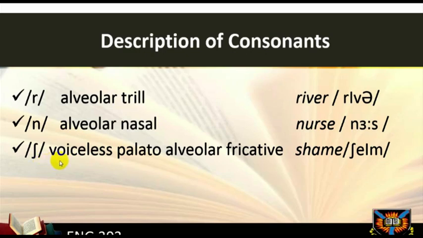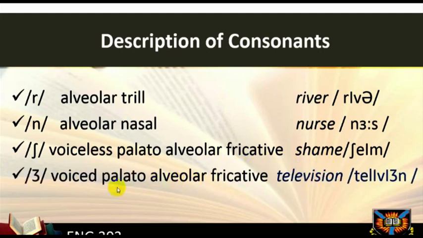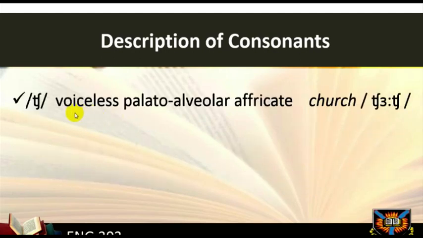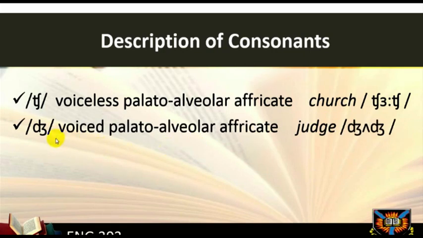Sh: voiceless palato-alveolar fricative, shame. Zh: voiced palato-alveolar fricative, television. Ch: voiceless palato-alveolar affricate, church. J: voiced palato-alveolar affricate, judge.